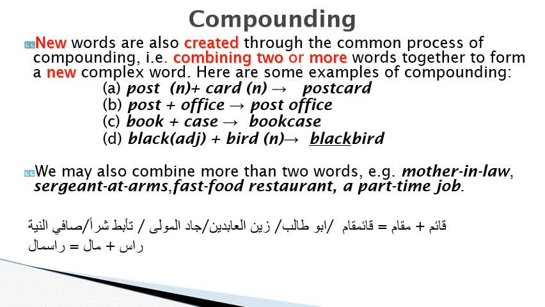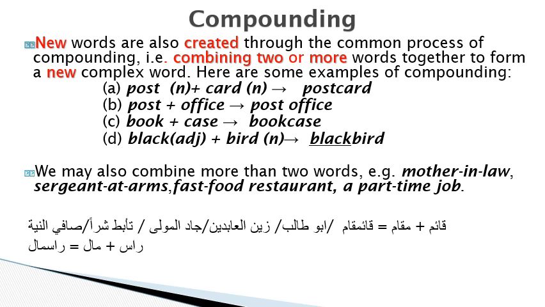One of the important word formation processes in English and any other language, like Arabic, for example, is the process of compounding. It means that new words are also created through the common process of compounding, by combining two or more words together to form a new complex word. We originally have two or three words, and we just combine them in one way or another to form a new word.